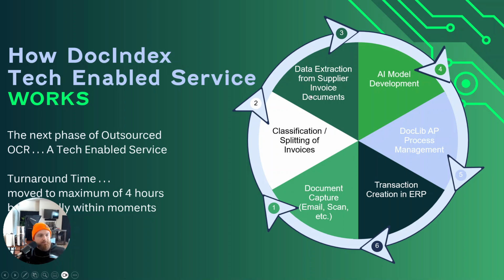The next step is what you all would think of when you think of OCR, optical character recognition. That is simply pulling the required information off of the document that we will need to process that document. This could be supplier name, PO number, price, things of that nature.